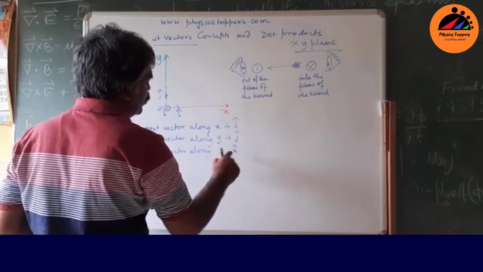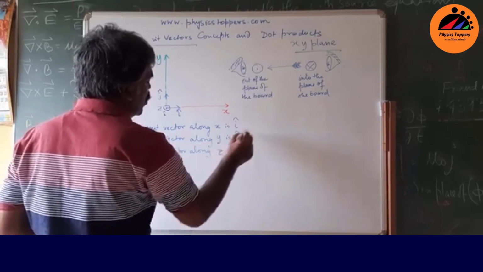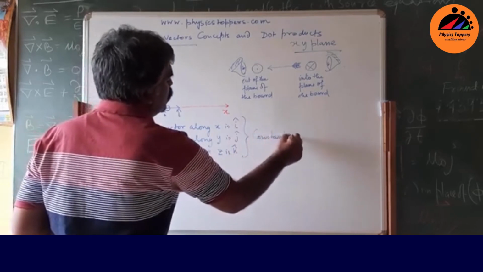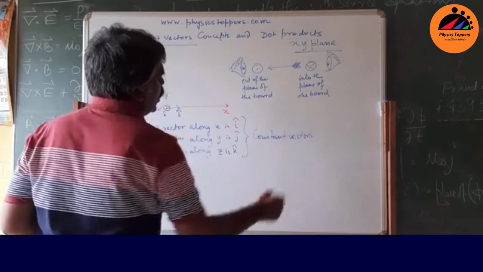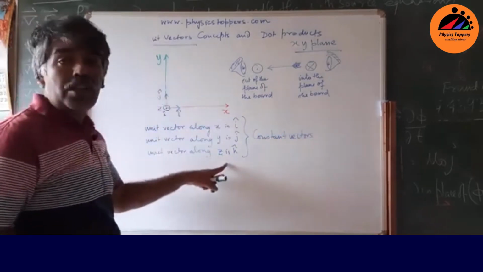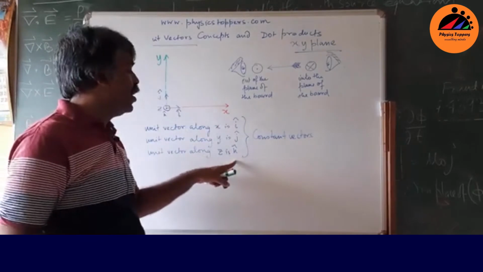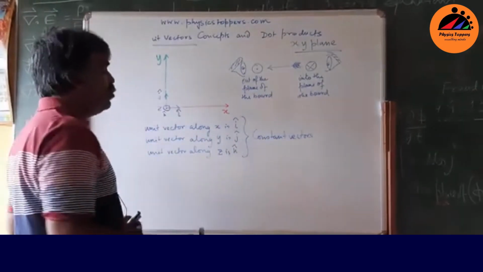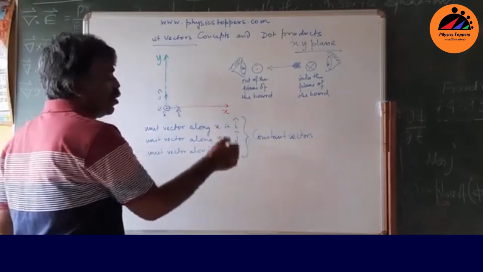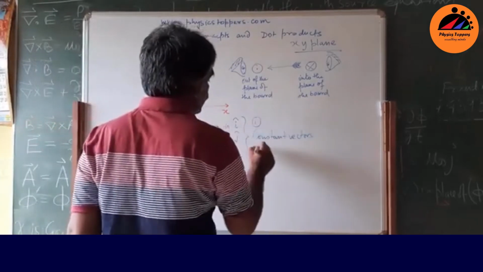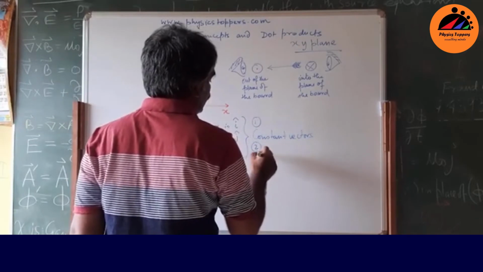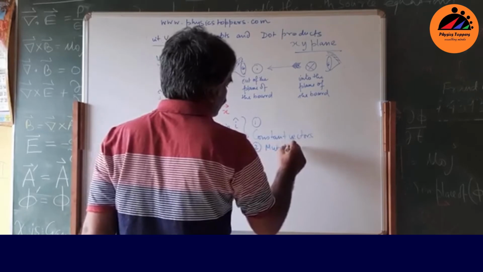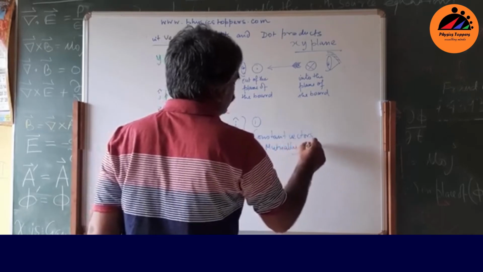Remember, these are constant vectors. That means with time they don't change. If you differentiate these I cap, j cap, k cap, they will vanish. This is important. Point number 2 is that they are mutually orthogonal.